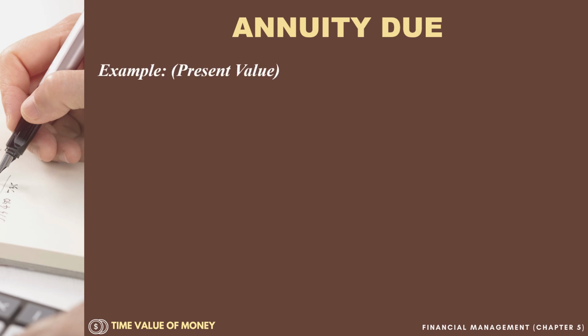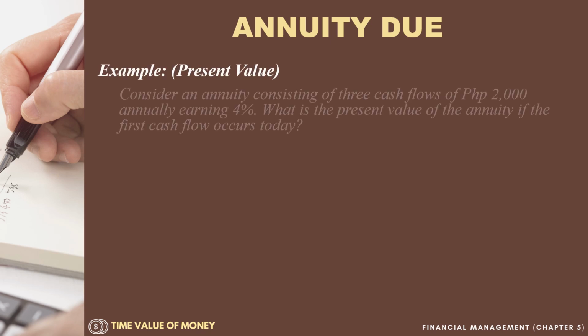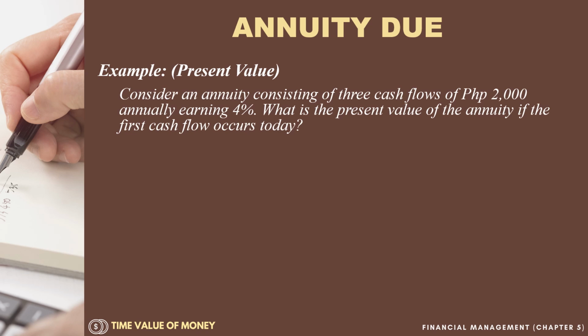So we have here the present value, and the problem is: consider an annuity consisting of 3 cash flows of 2,000 pesos annually, earning 4%. Now, what is the present value of the annuity if the first cash flow occurs today?